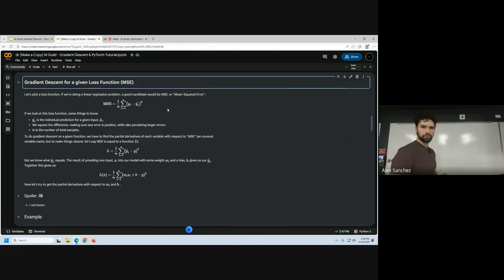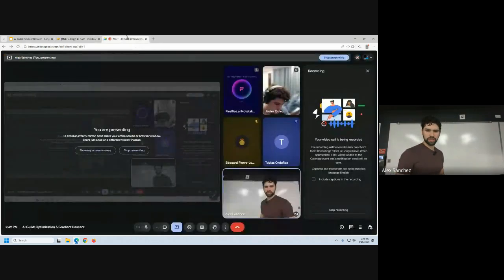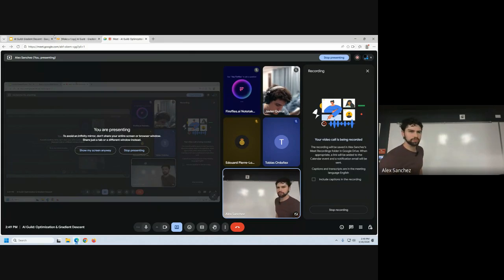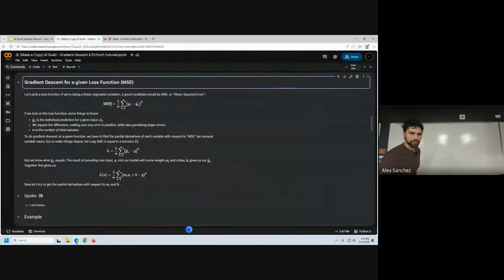So let's write down the formula. Okay, I think everyone can see here. So our formula is: the loss is 1 over n, times the summation from i equals 1 to n of the separation between our true value y_i and our y hat value, squared.